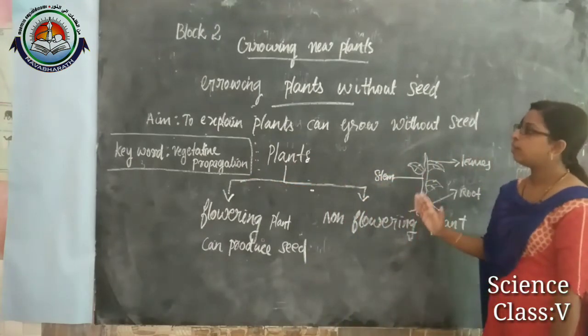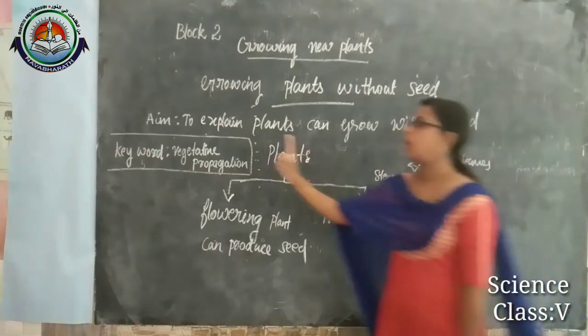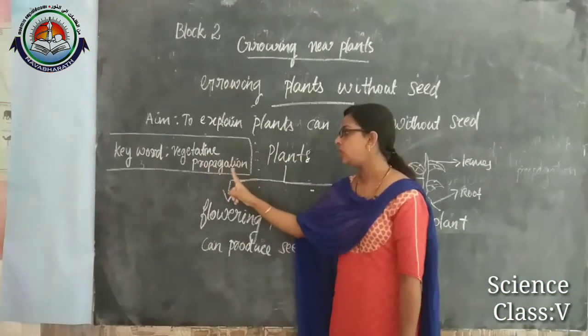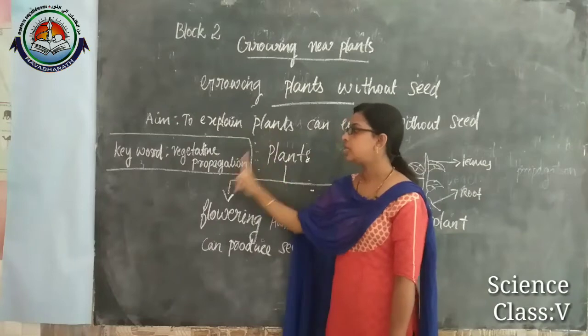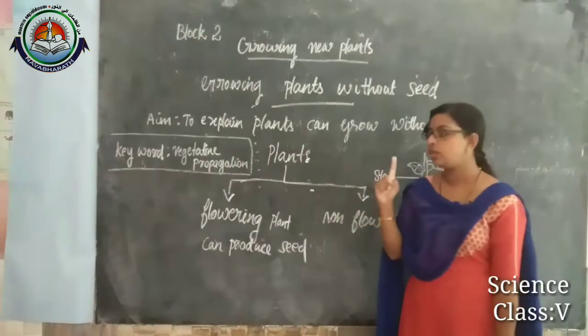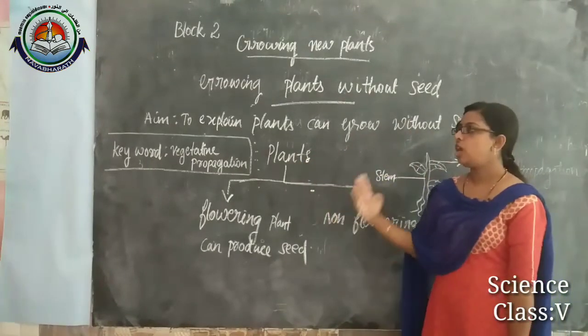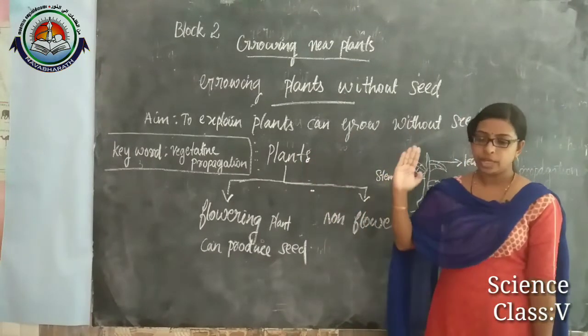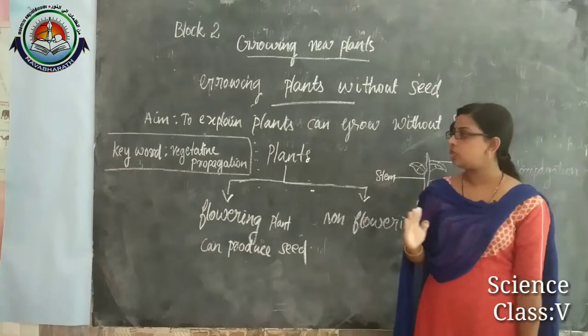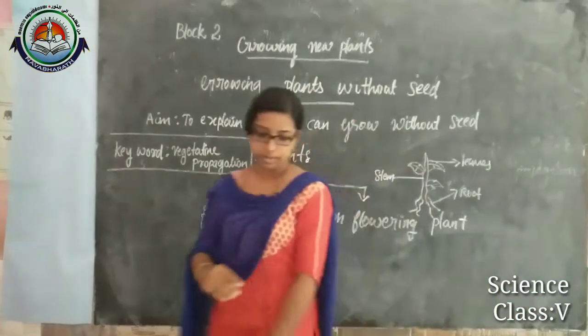So that's all about our lesson. You should remember our new word, that is vegetative propagation. You should also learn its spelling and how to pronounce it, vegetative propagation. Now we can move on to our next lesson, that is vegetative propagation.